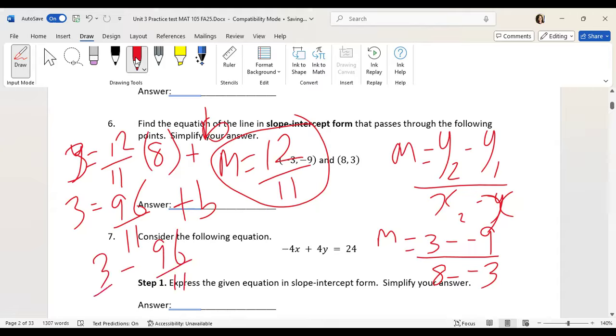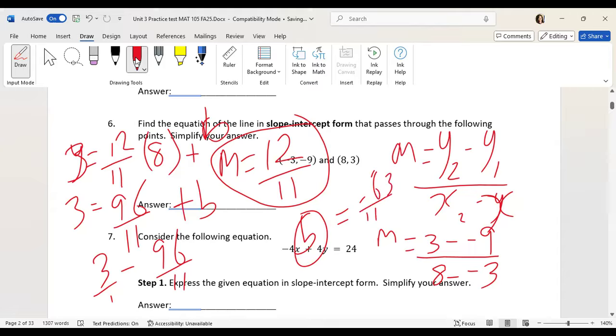And this is 3 over 1, I hope you know. So what I can do now is say 33 minus 96 over 11. So 33 minus 96. When I have 33 minus 96, I have negative 63. So then I have the y-intercept. It's negative 63 over 11. So the y-intercept is negative 63 over 11.